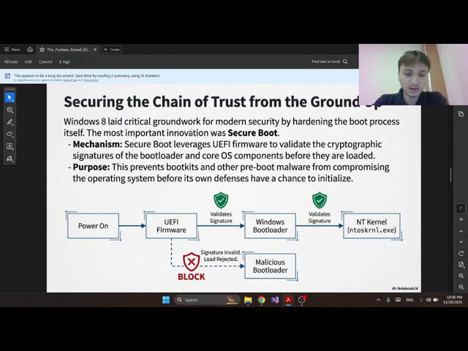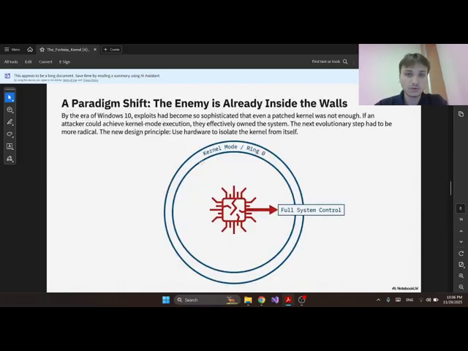Here in Windows 7, Windows 7 then refined these systems, optimizing performance and achieving the balance that made it so popular. We all know Windows 7. So let's continue with the next slide.